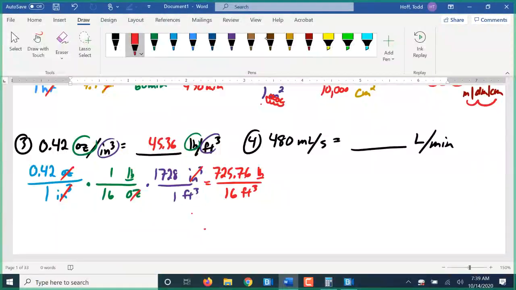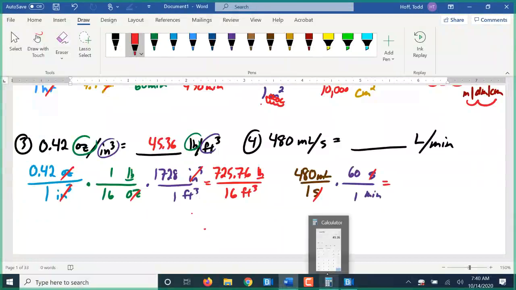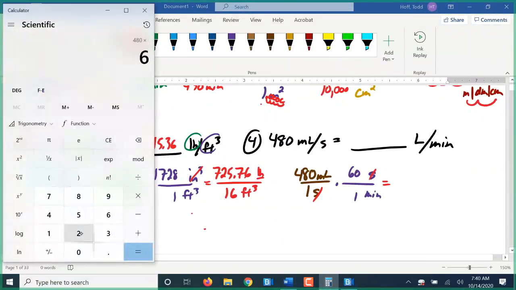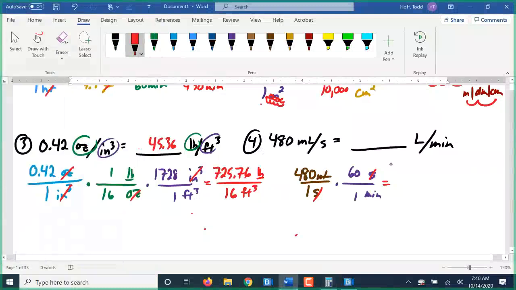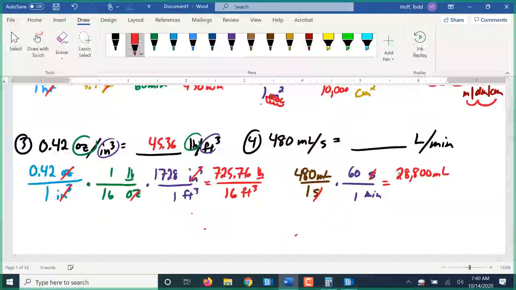Number 4 is partially metric, partially standard, because it has the time in it. We've got 480 milliliters per second. So it's 480 milliliters per 1 second. So we're going to get rid of seconds and go to minutes. 1 minute is 60 seconds. Notice we have to do the cross-canceling just like we had to with the standard measurement here. So it's 480 times 60, 28,800 milliliters per 1 minute.